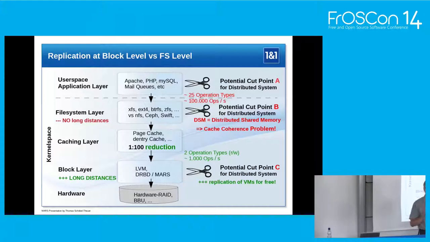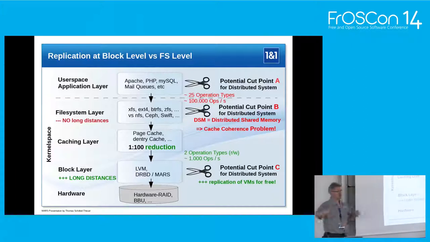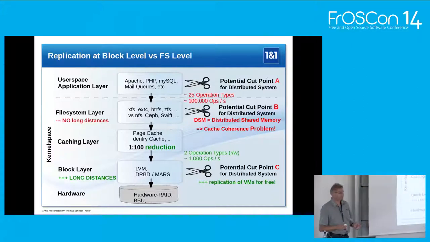So with a 99.9% hit rate in the cache, only the cache misses are appearing at the block layer. That means if you have a long distance replication to do, there's a clear answer where to do it. Please don't try it at file system layer. Do it at block layer. So for long distance, there's no other chance in reality here. Okay, so clear, any questions for this?